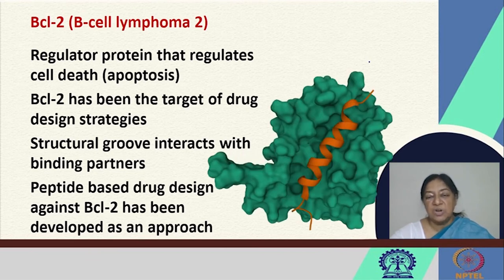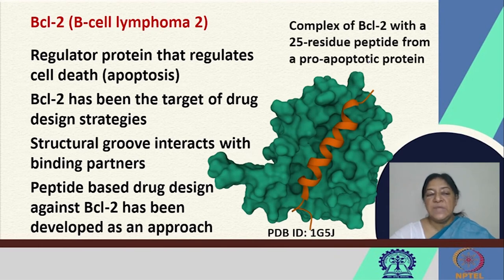So this is the structure of BCL2 that is in complex with a 25-residue peptide from another pro-apoptotic protein. So what we see is this 25-residue peptide adopting a conformation that is going to make it fit into the structural groove that acts as a binding partner in this case.